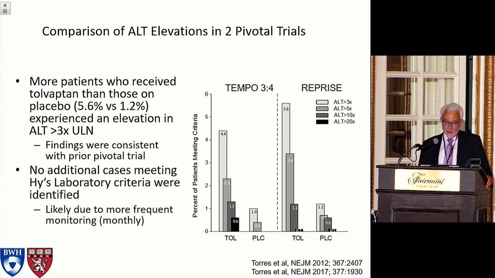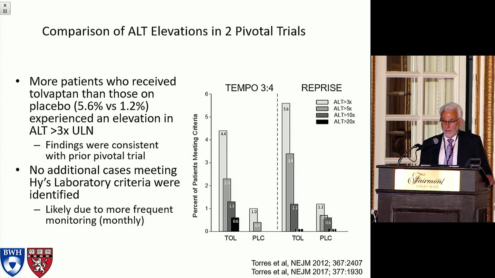So one of the issues associated with tolvaptan is that there were elevations of the ALT in both trials. In the REPRISE trial, it was 5.6% versus 1.2%. In the TEMPO trial, it was 4.4% versus 1.2%. And there were no cases that met Hy's law laboratory criteria, which is a marker of more severe liver injury. And we think this is likely due to more frequent hepatic monitoring on a monthly basis.